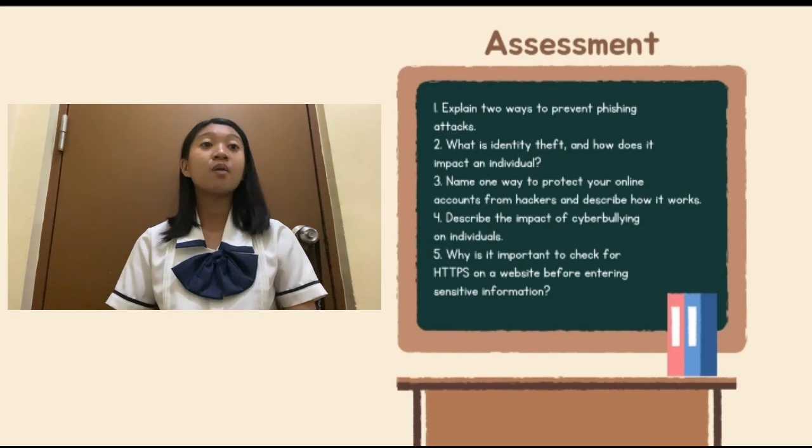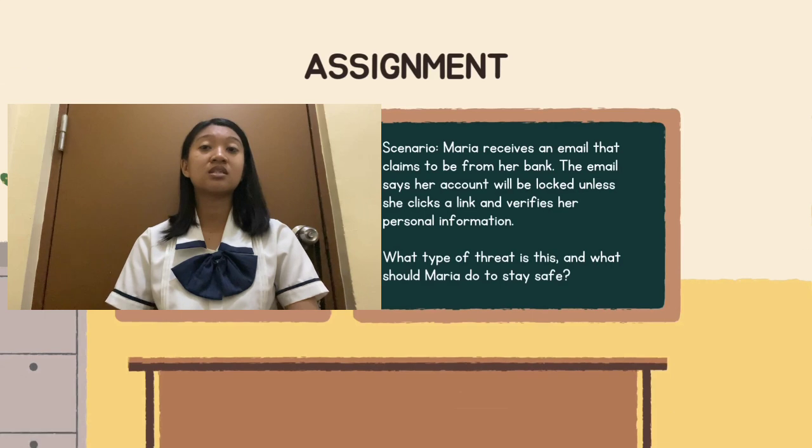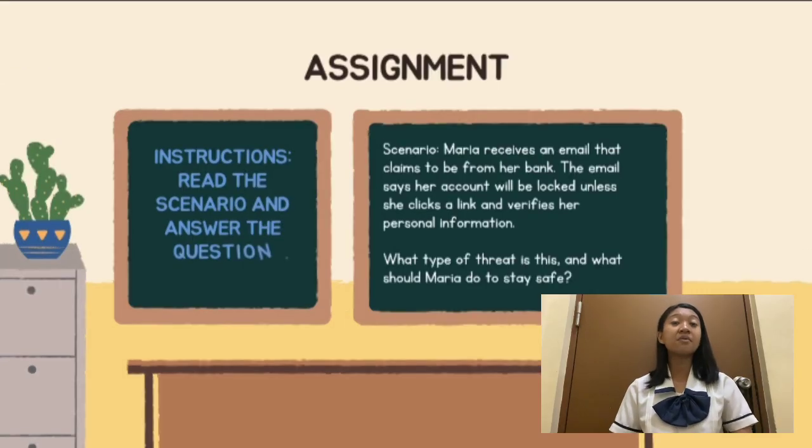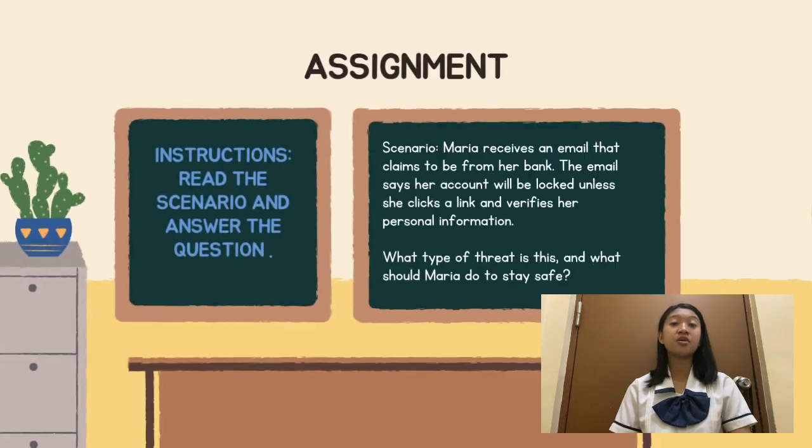Number 3, name 1 way to protect your online accounts from hackers and describe how it works. Number 4, describe the impact of cyberbullying on individuals. And lastly, number 5, why is it important to check for HTTPS on a website before entering sensitive information? So you must answer this in 5 minutes. And now, for our assignment, just copy and answer the questions and submit it tomorrow during our subject period.